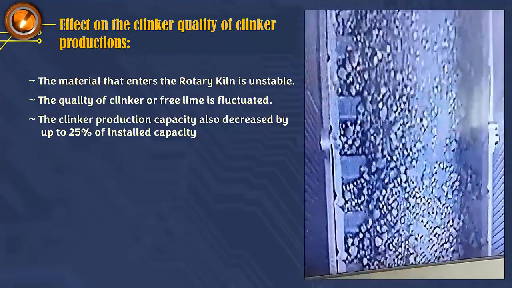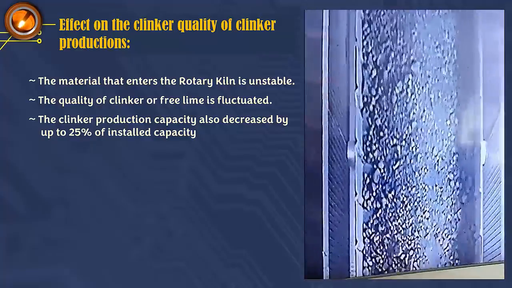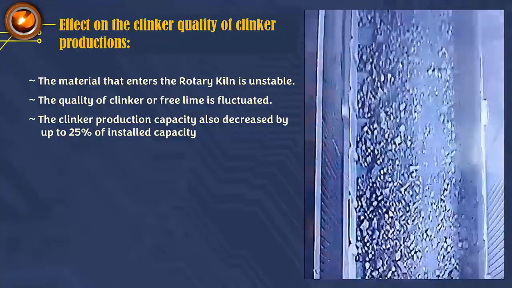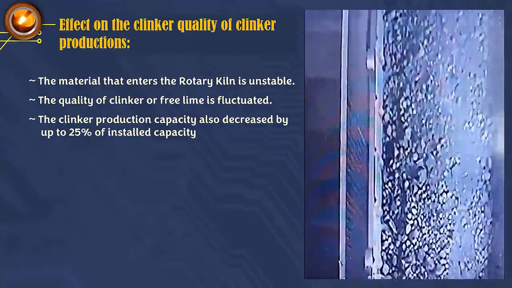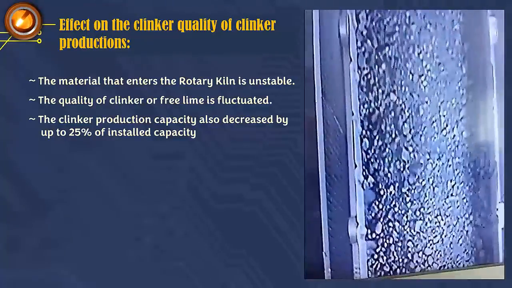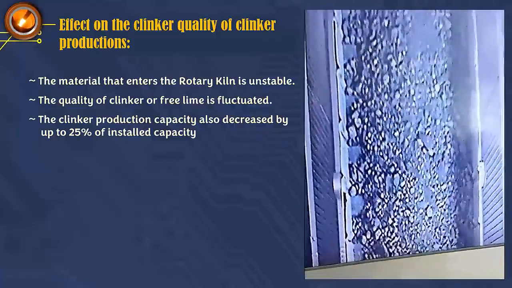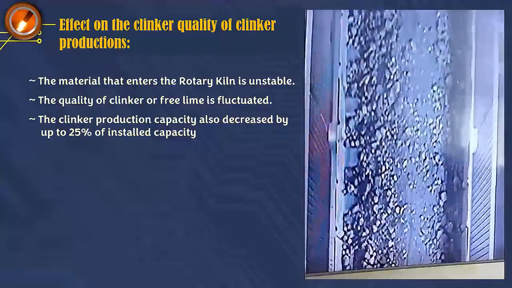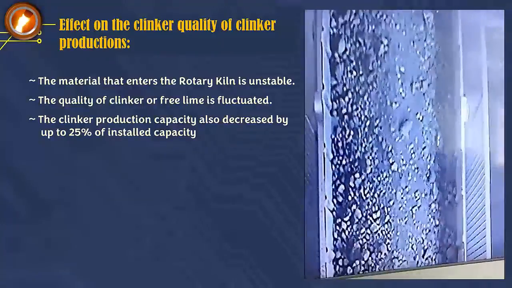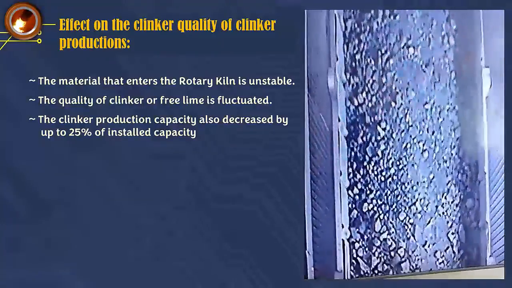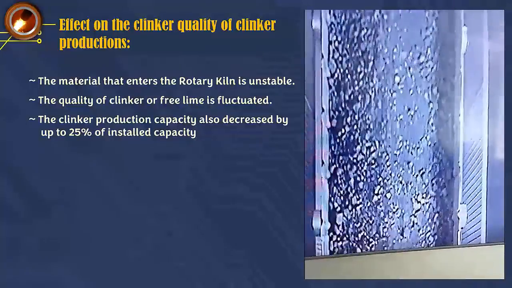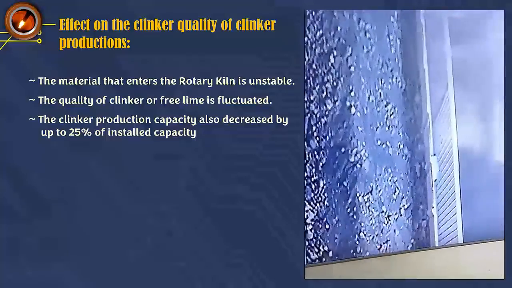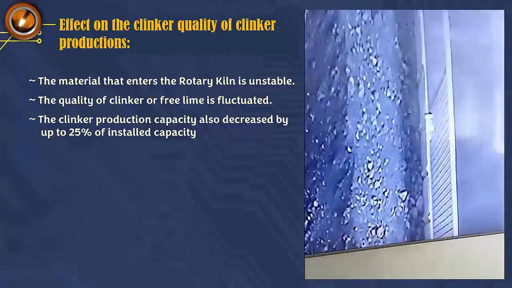This can be proven by keeping the speed of the rotary kiln, and the speed of the grate cooler constant, but the air pressure of the cooling fan sometimes goes up and sometimes goes down by itself. It can be seen in the clinker conveyor apron video. Sometimes the material is small, and the shape is granular, and sometimes there is a lot, but it is dusty or fine material. Due to fluctuating clinker quality, clinker production capacity also decreased by up to 25% of installed capacity.